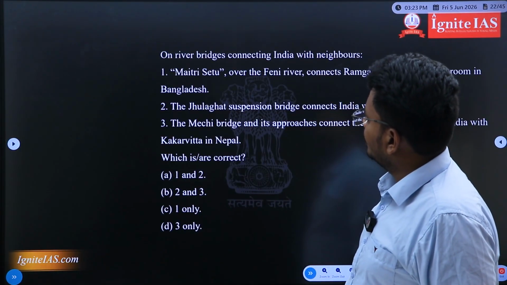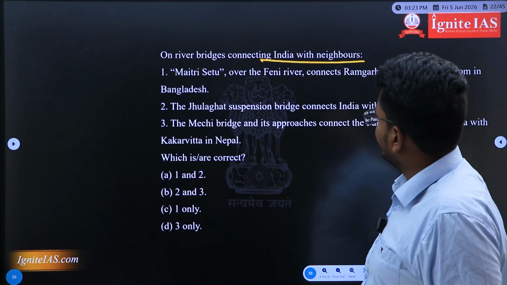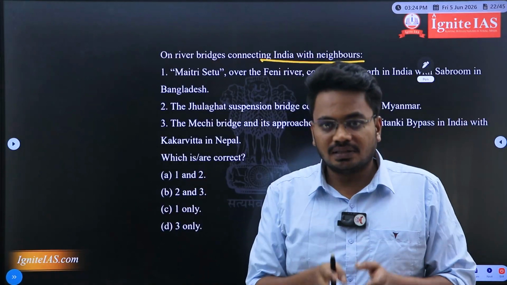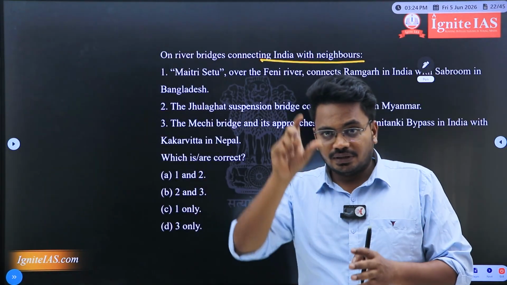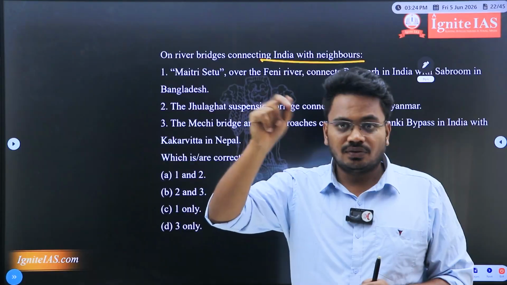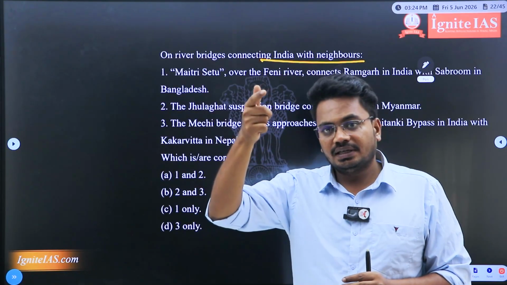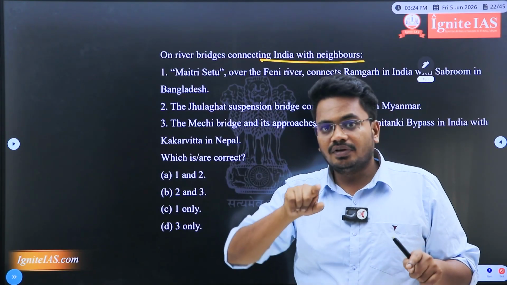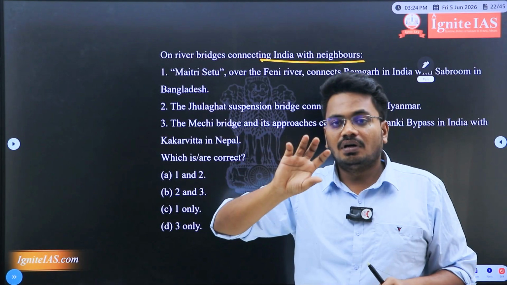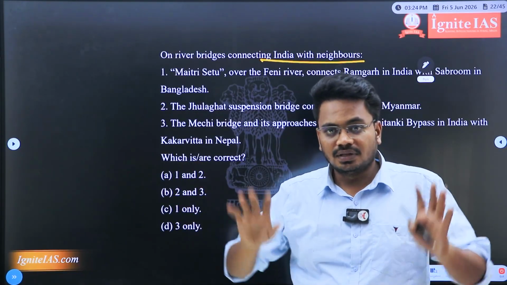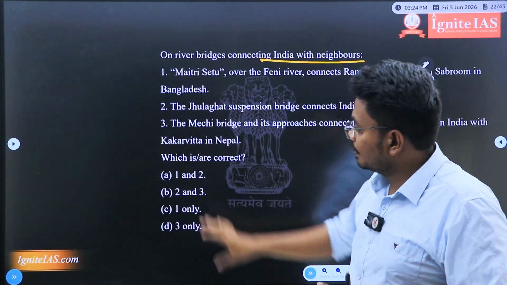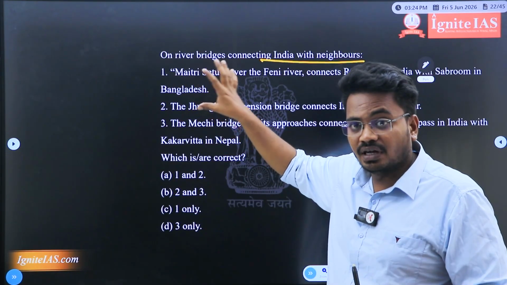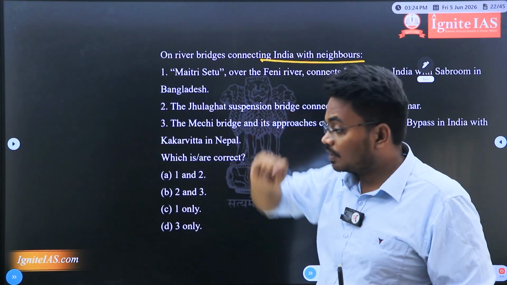Next question, on river bridges connecting India with neighbors. Again, from which part of geography has this question been asked? If you see the Indian geography, in that India and its location, we will be reading regarding India's neighboring countries. Whenever we read regarding India's neighboring countries, we will be reading the relations India is maintaining with our neighboring countries. There we will be coming across this particular concept that we are asked in this question.